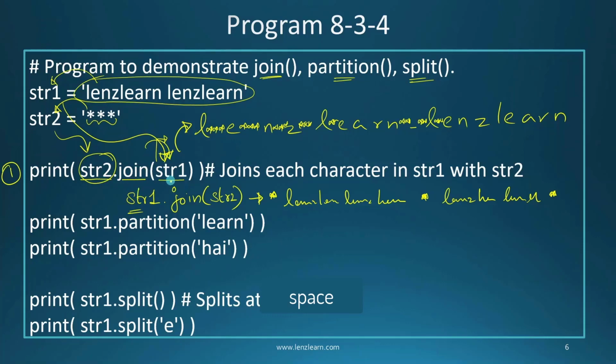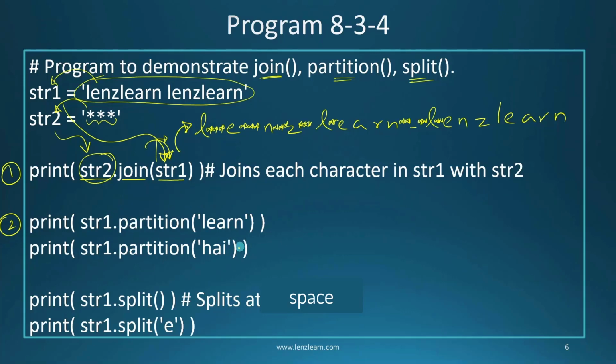Okay, so based on that, the output will be different for join. Now we'll go to the second print statement. Here we are going to work with partition. When you work with partition, always understand the output will have 3 strings. That's how you understand the difference between partition and split. Always remember, if you are using partition, the output will have 3 strings.